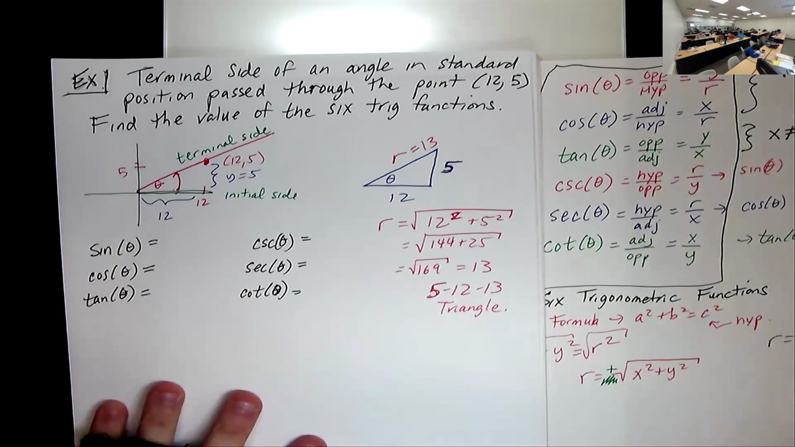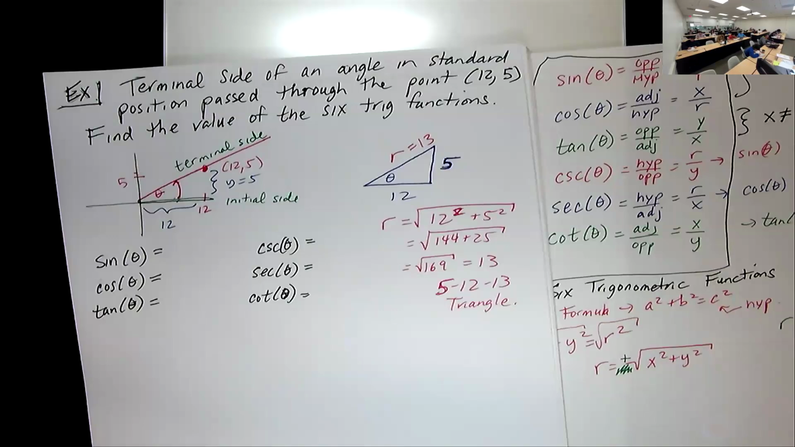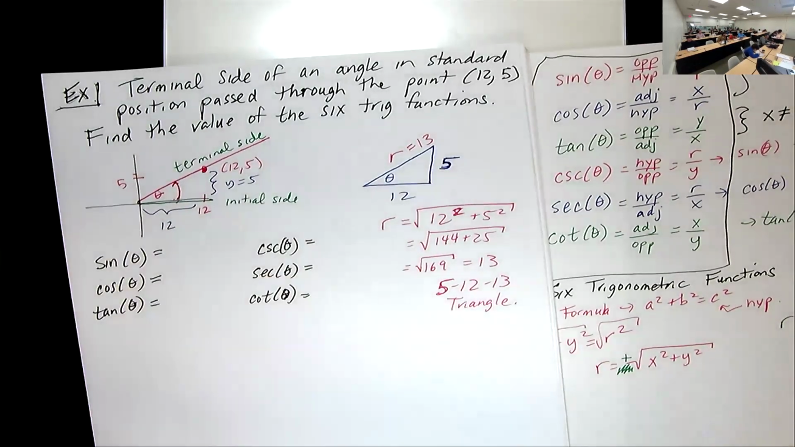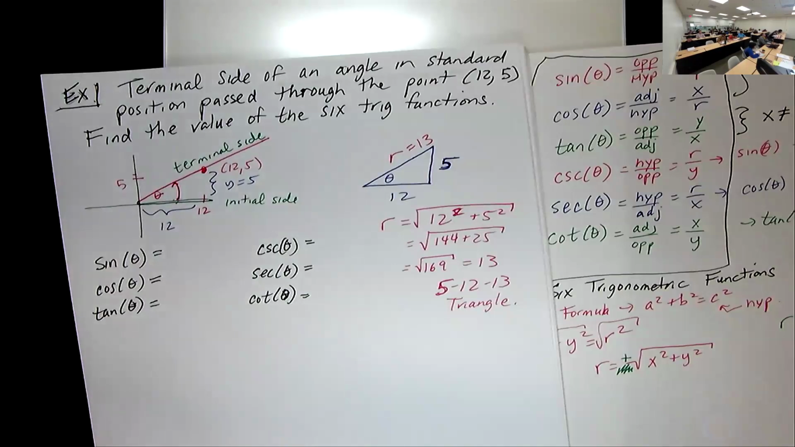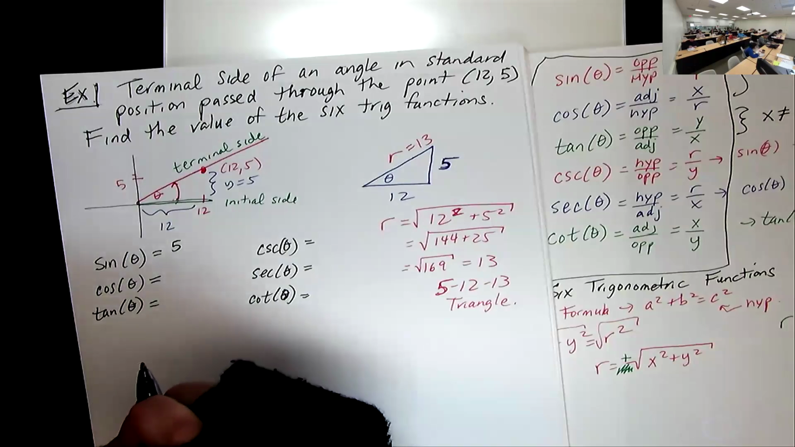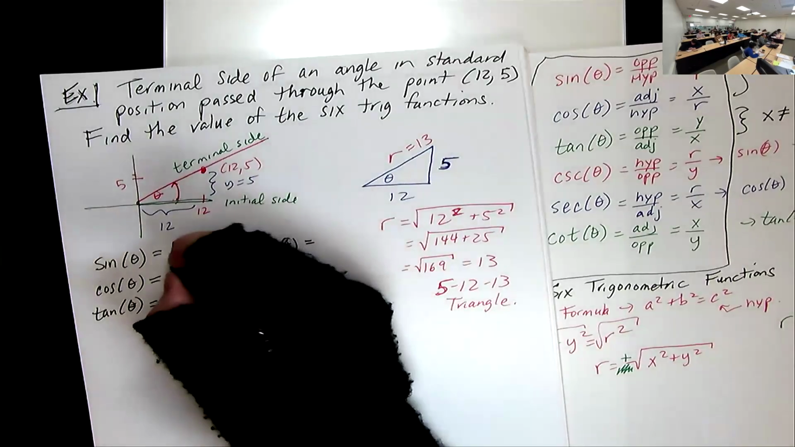Pull that little cheat sheet up real quick. Sine theta is the opposite side over the hypotenuse, or the long side. What is that on our triangle right here? 5. That's the opposite side. What's the hypotenuse? 13.